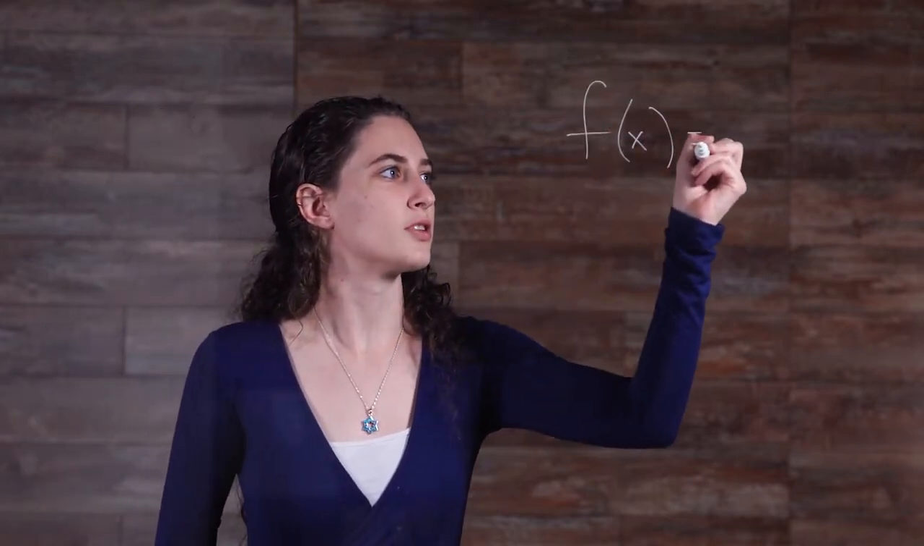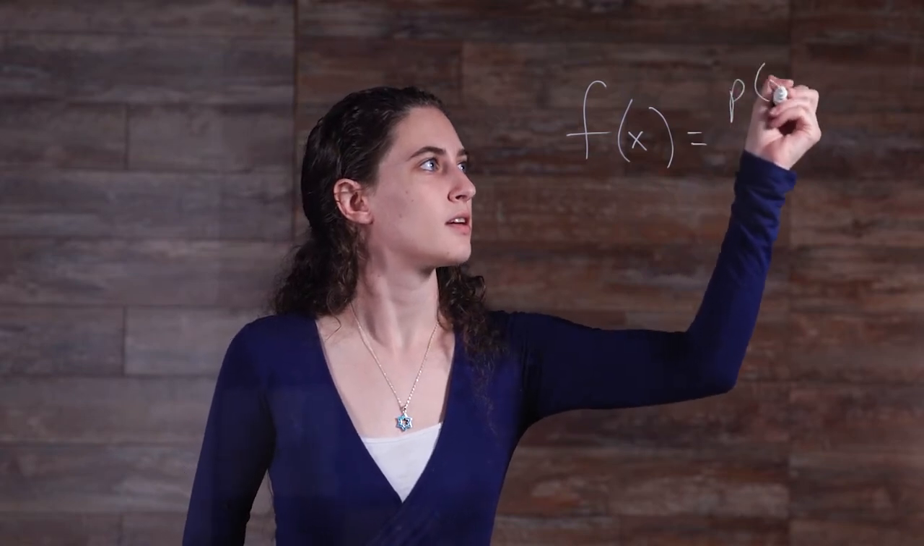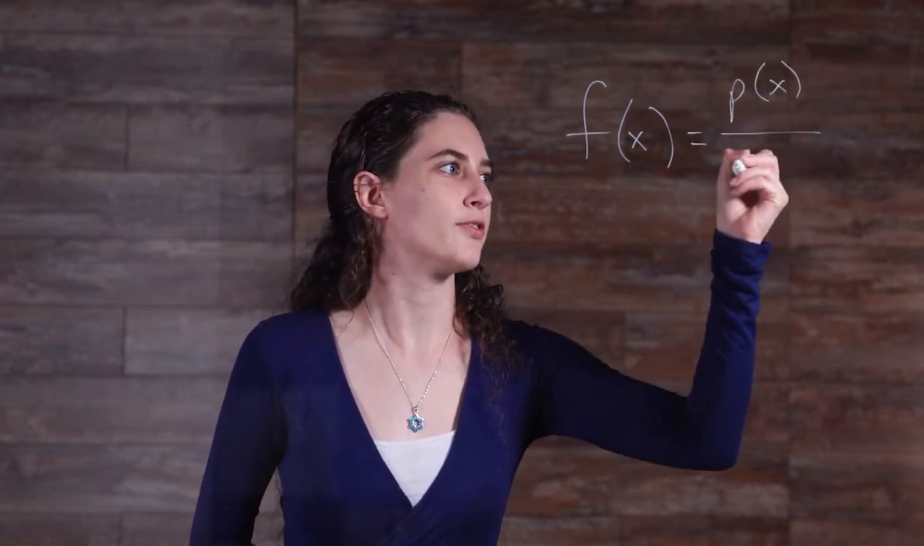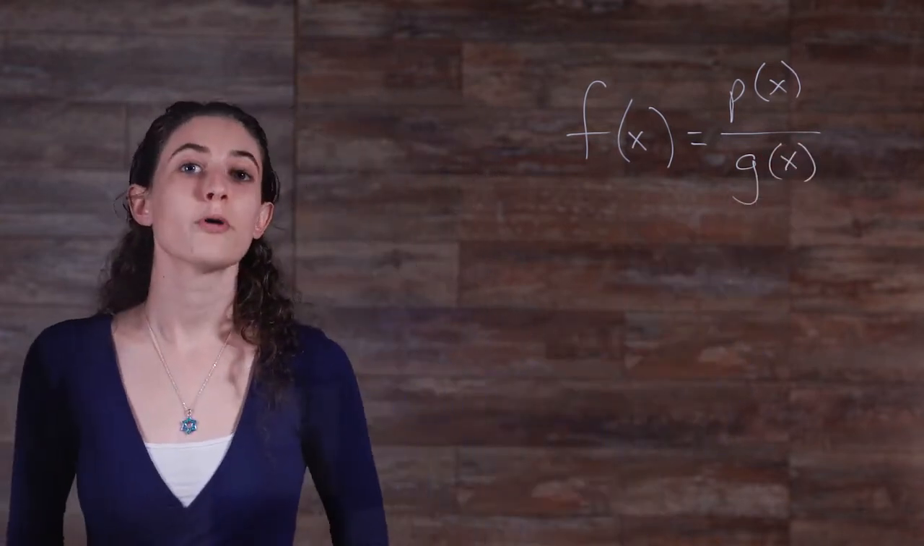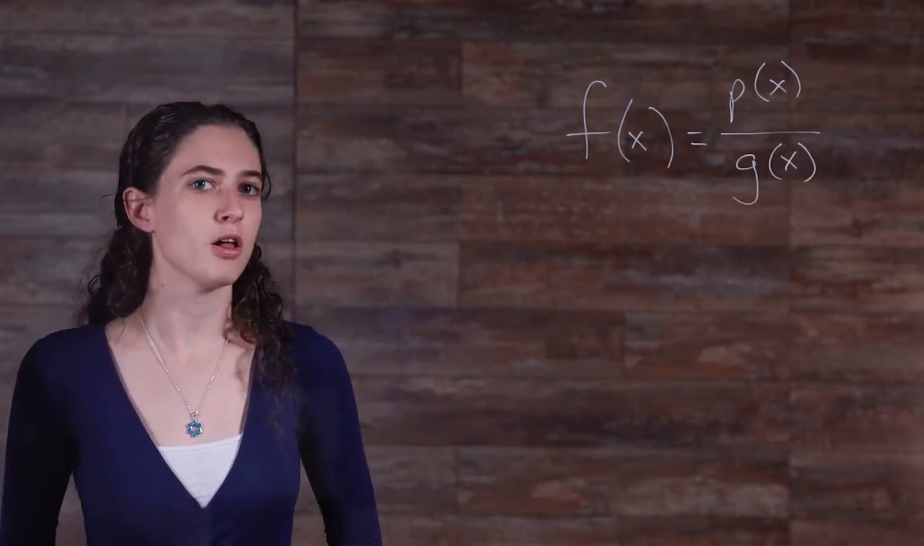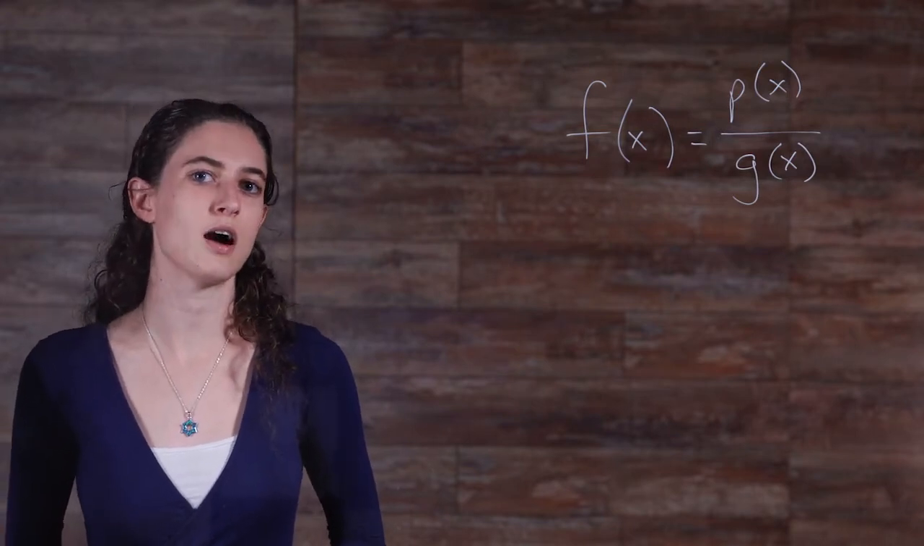The notation used to represent a rational function f of x is f of x is equal to p of x divided by g of x, where p of x and g of x are polynomials and g of x does not equal zero.